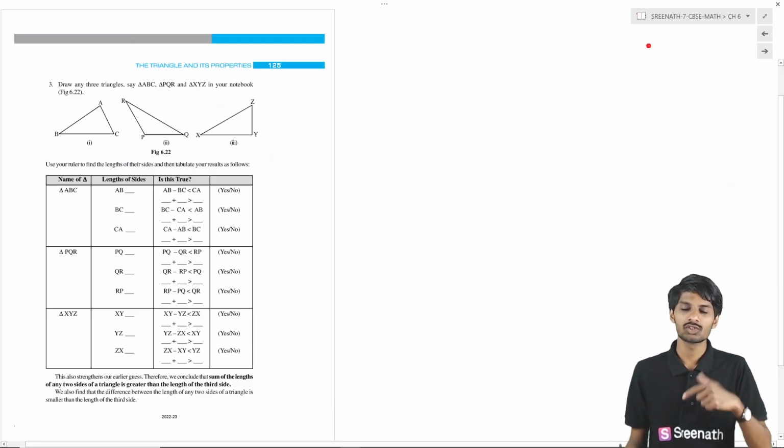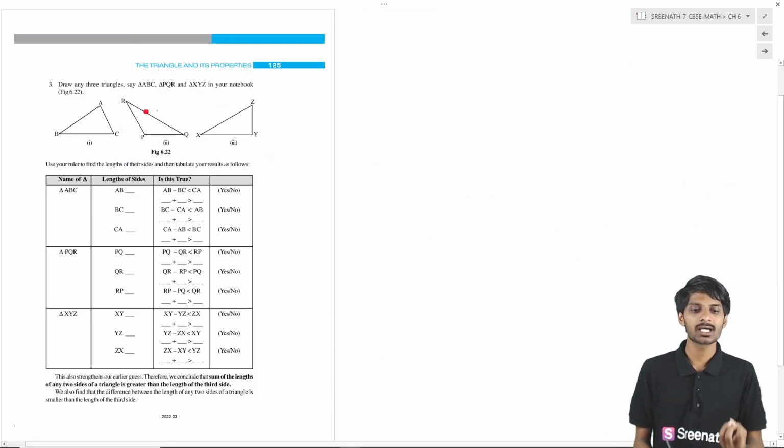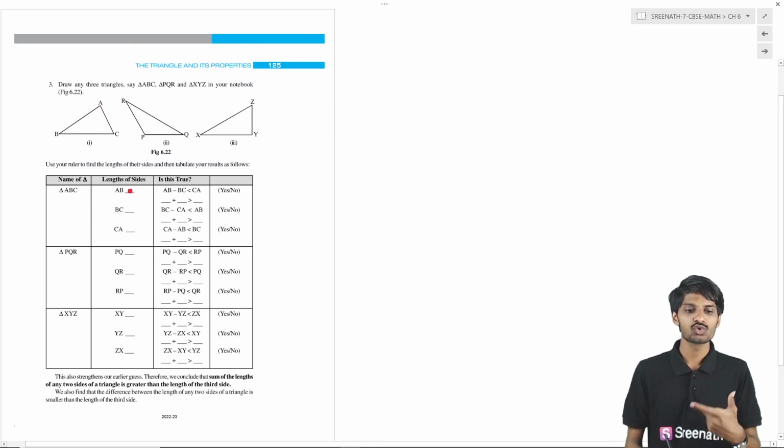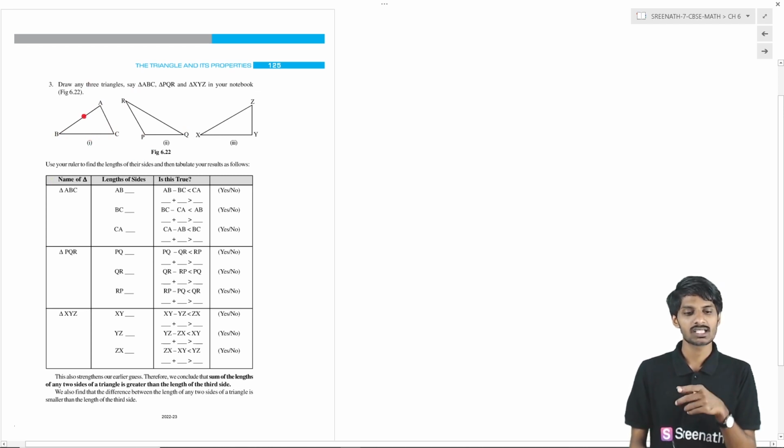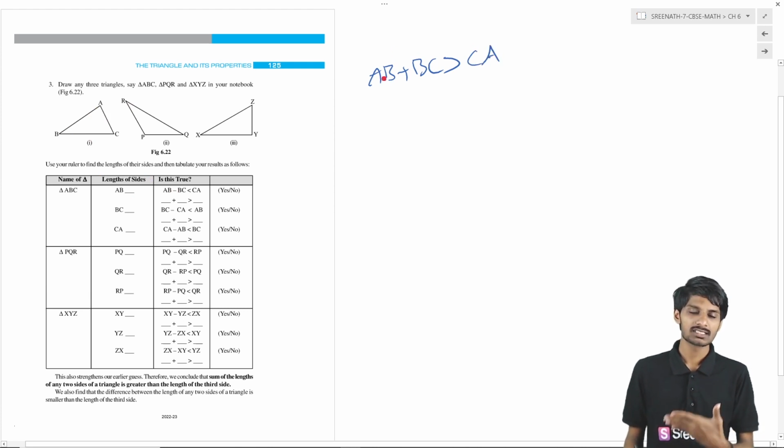If you want to check it, you can check by another method also. Suppose you take three random triangles and, using a scale, measure the AB, BC and CA values, each side in the three triangles. What we have to do is add AB and BC. In the first case, add AB and BC and find AC. Observe whether AB plus BC is greater than CA or not. This is one procedure.